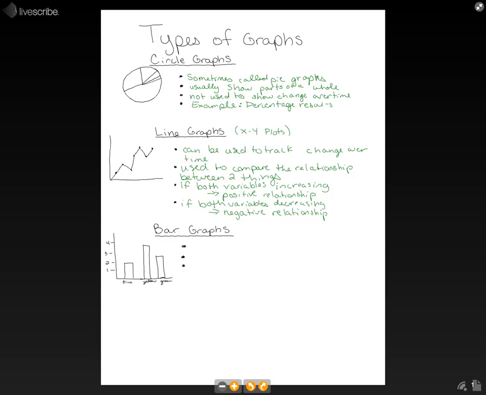Next and last type of graph we're going to talk about is bar graphs. So bar graphs can show large changes over time. They can be used to compare things between different groups. An example you might think of would be like voting results.